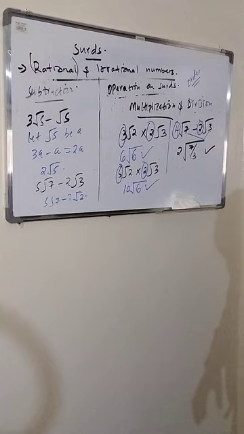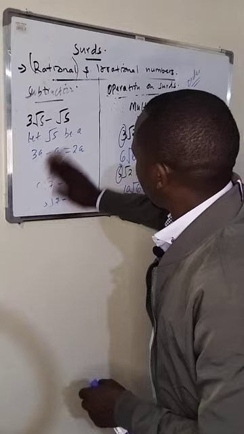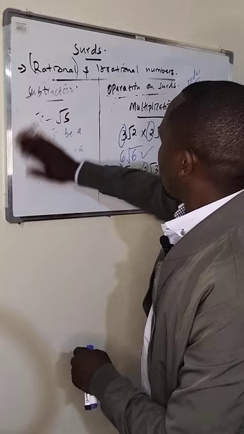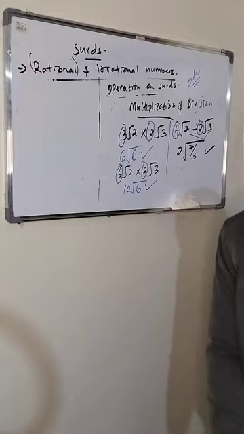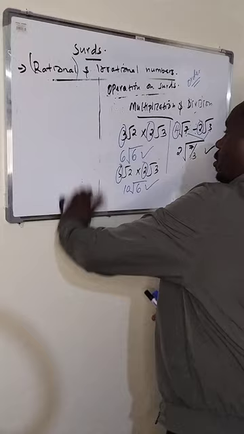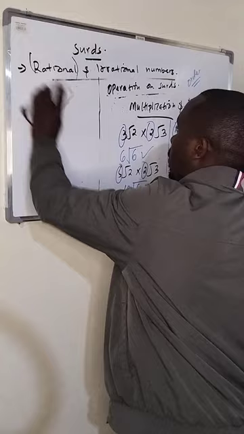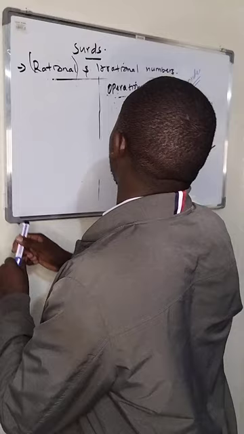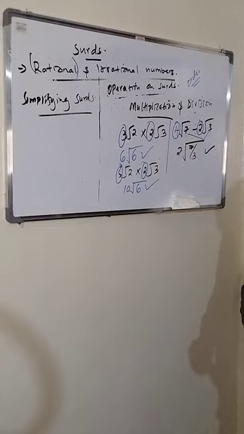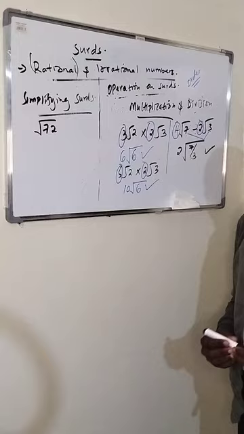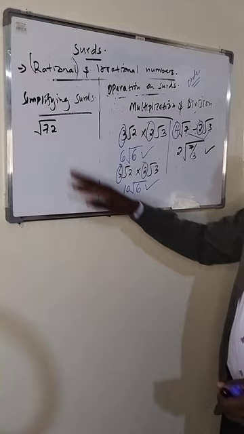So the next thing that we therefore need to know is the simplification of surds. So how do we simplify surds? We will take an example. Simplifying surds. Take, for example, root 72. So 72 as a number does not have a definite root, but you're required to simplify this number. So how do we simplify these surds?